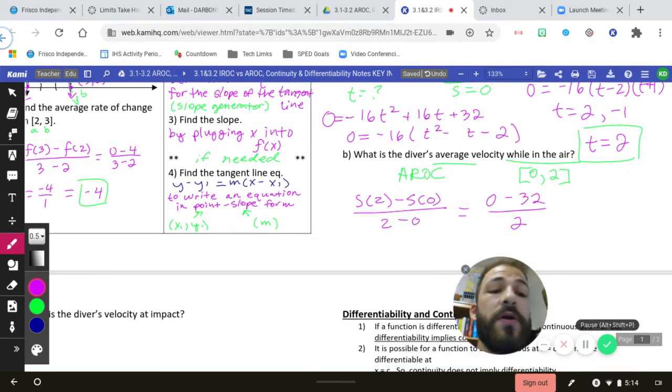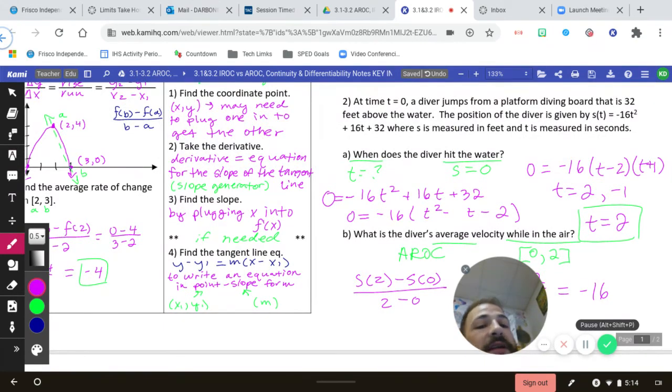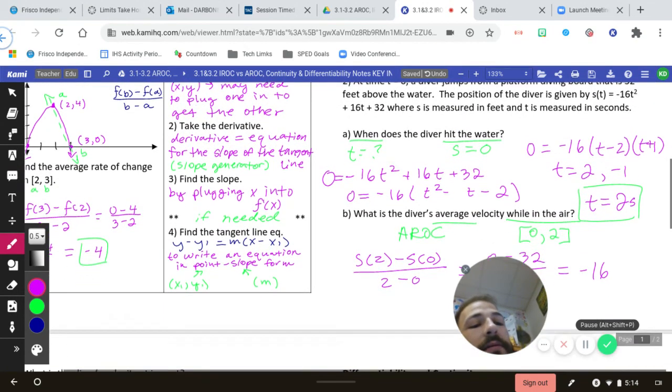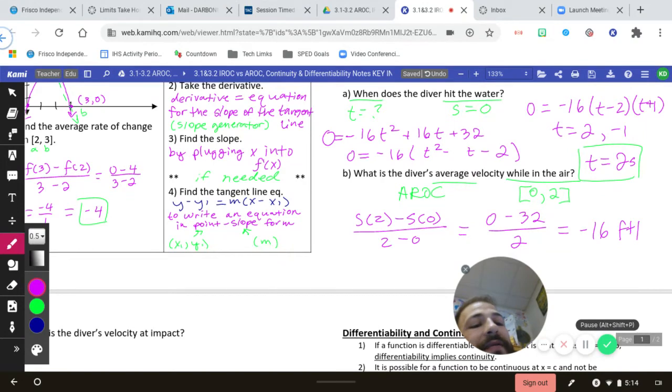So we should get 0 for S of 2, 32 for S of 0, divided by 2, which would equal negative 16. And then, oh, sorry, I forgot a time. This is still seconds. And this would be feet per second. Okay, so remember, this is an average. So on average, while my diver's in the air, he's moving negative 16 feet per second.